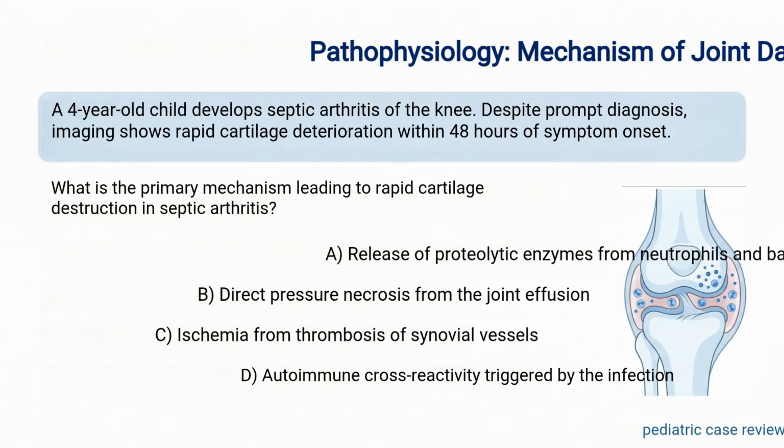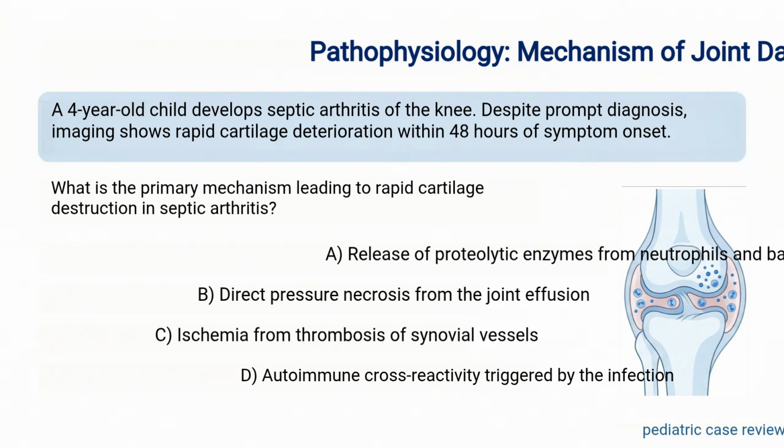Pathophysiology question. Mechanism of joint damage. A 4-year-old child develops septic arthritis of the knee. Despite prompt diagnosis, imaging shows rapid cartilage deterioration within 48 hours of symptom onset. What is the primary mechanism leading to rapid cartilage destruction in septic arthritis? Option A, release of proteolytic enzymes from neutrophils and bacteria. Option B, direct pressure necrosis from the joint effusion. Option C, ischemia from thrombosis of synovial vessels.